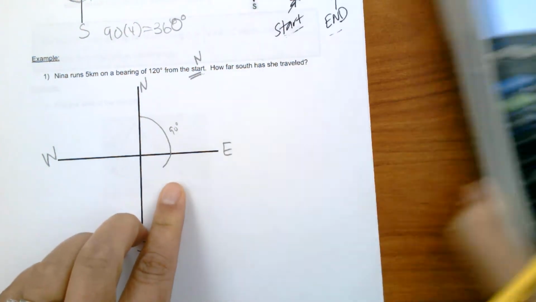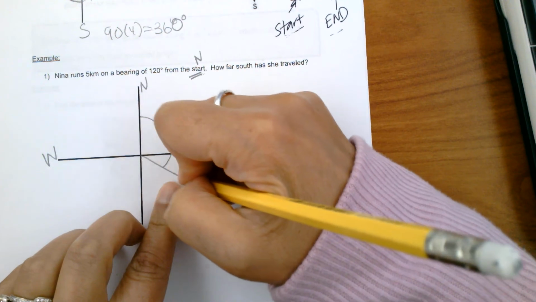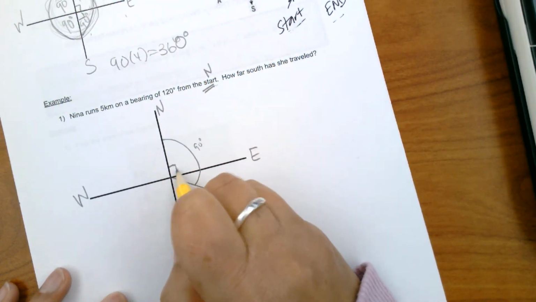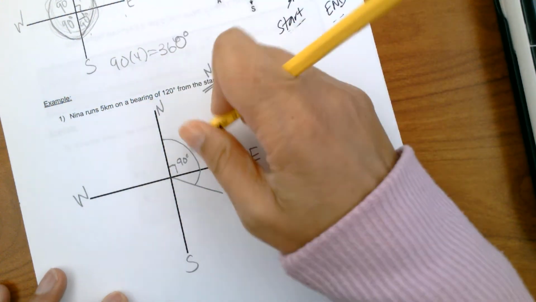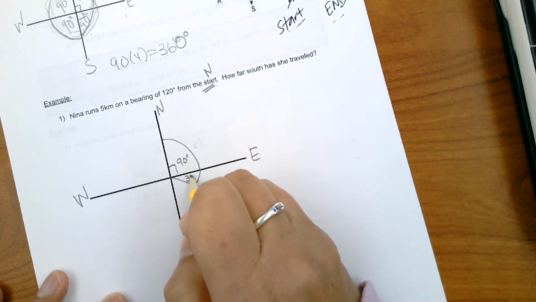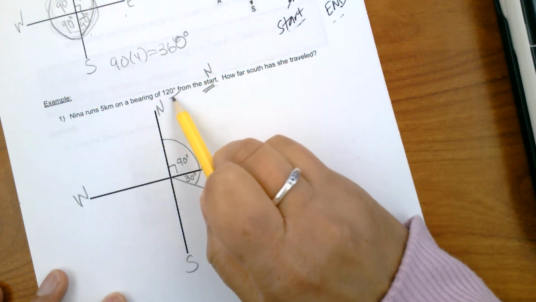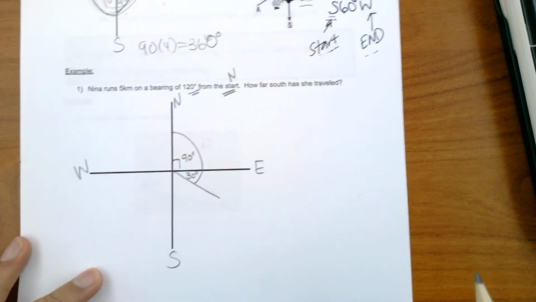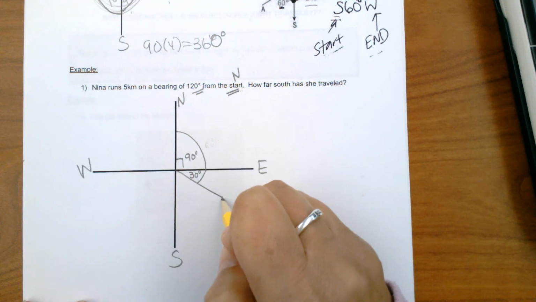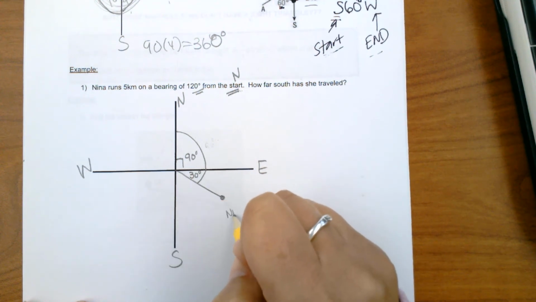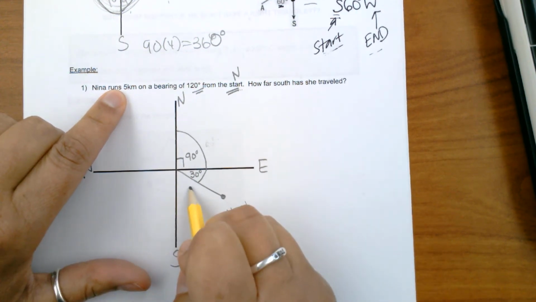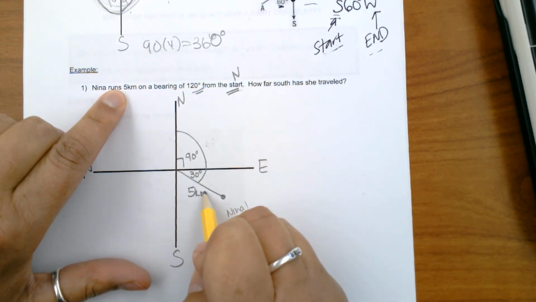And I'm going to draw a line. So this inside here, this was 90 degrees. And then once she passed east, she needed to go another 30 degrees because she needs 120 in total. That's where we know where to stop, okay? And so here's our point. Here's Nina. Yay, Nina, good job. And she said 5 kilometers. So this line right here is 5 kilometers.